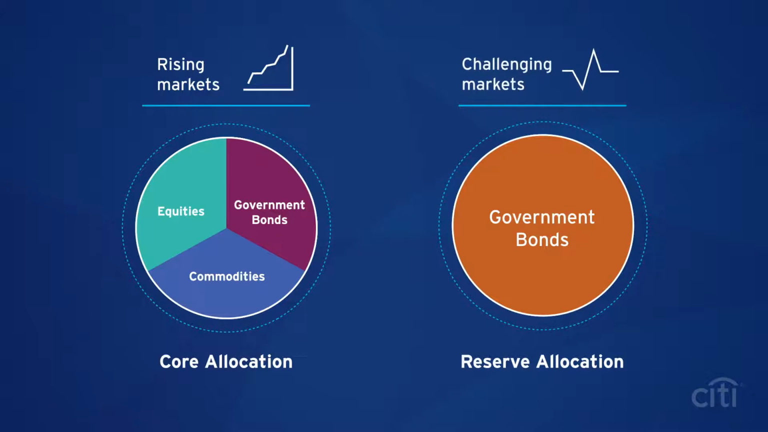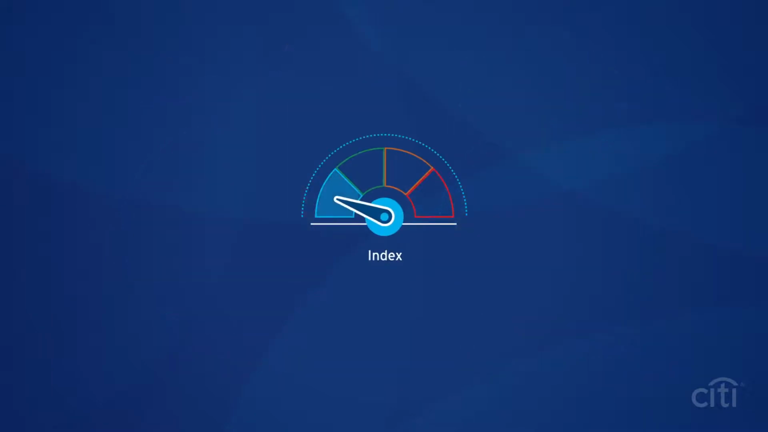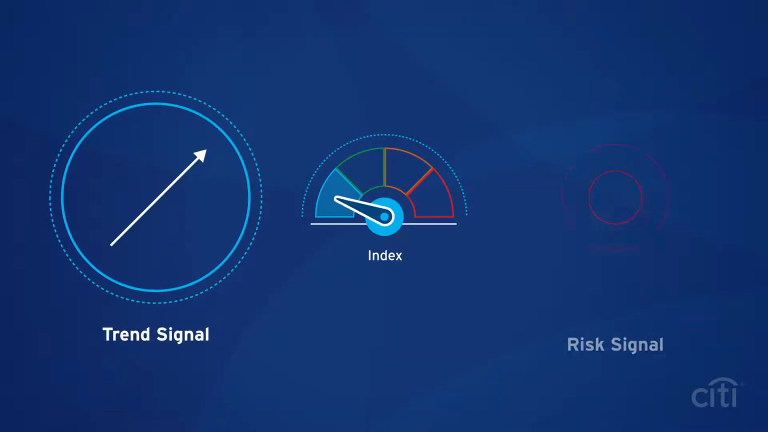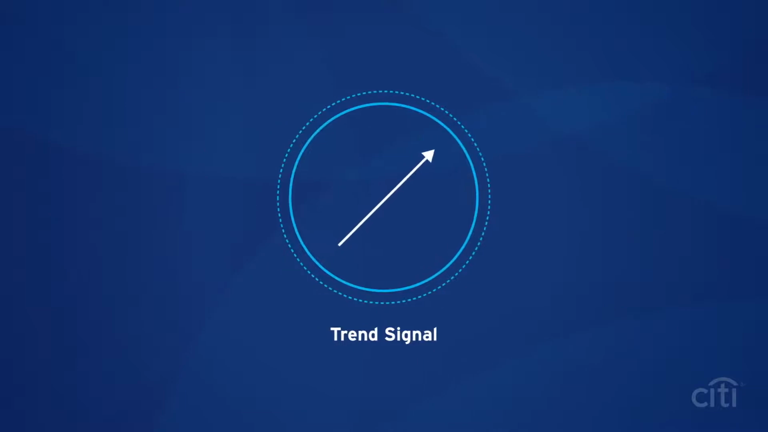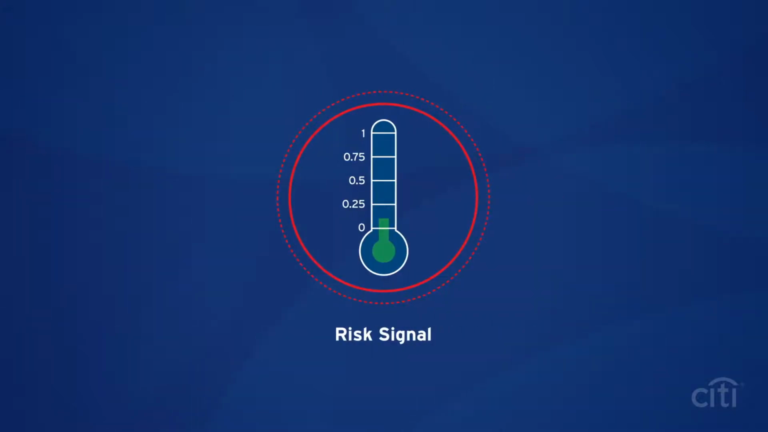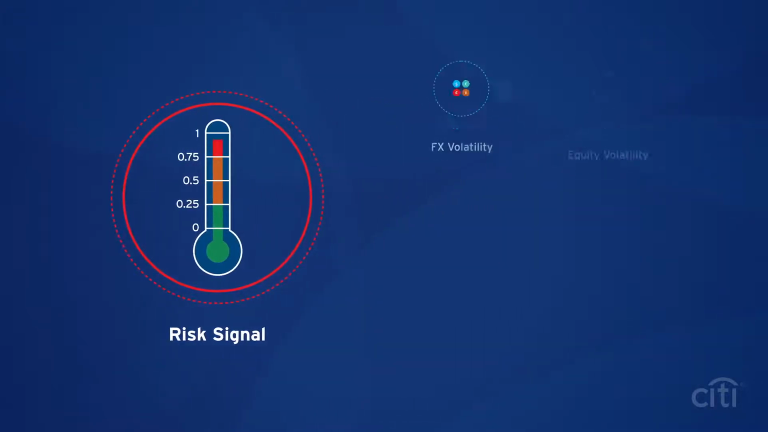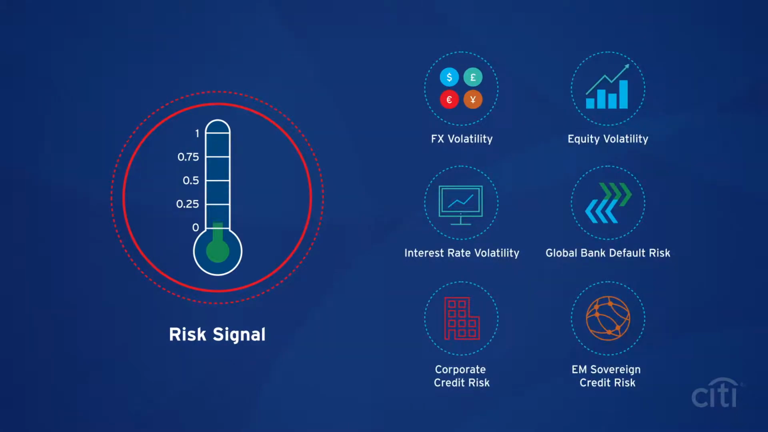The index seeks to adjust its allocation dynamically by considering two signals: the trend signal and the risk signal. The trend signal measures market trends to determine whether the performance of the core allocation has trended positively or negatively. The risk signal is based on the Citi Risk Aversion Indicator, which attempts to measure the general market's perception of macro risk aversion by tracking the levels of 6 financial market sentiment indicators.